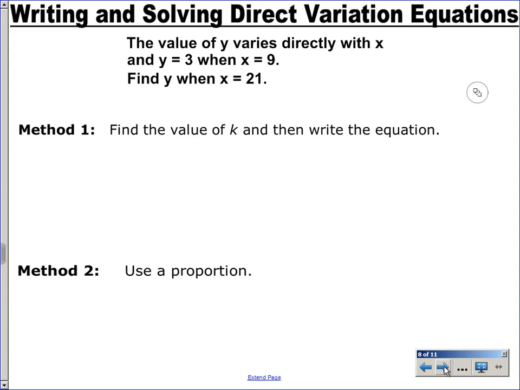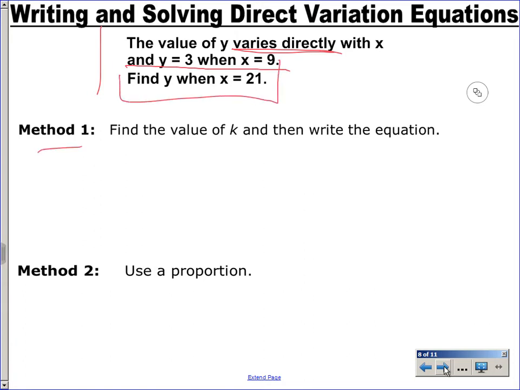Alrighty, now we're talking about writing and solving direct variation equations. So let's read, this is the data we're going to be solving. The value of y varies directly, that's the important portion, with x. And y equals 3 and x equals 9. And they want us to find the value of y when x is 21.